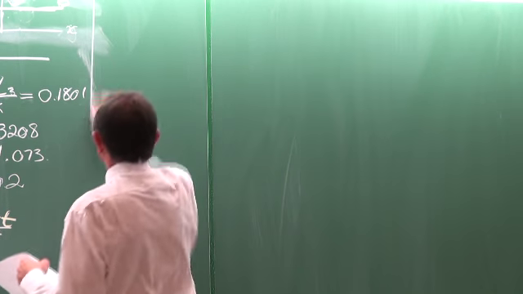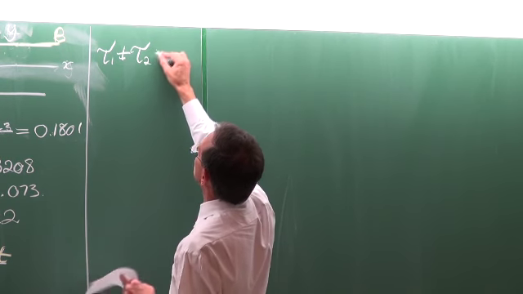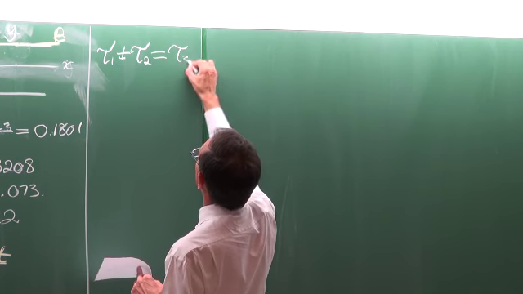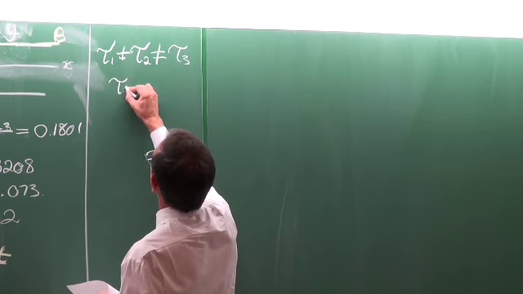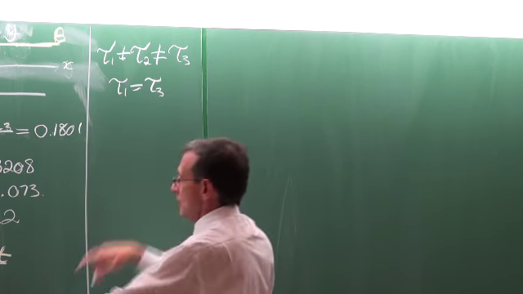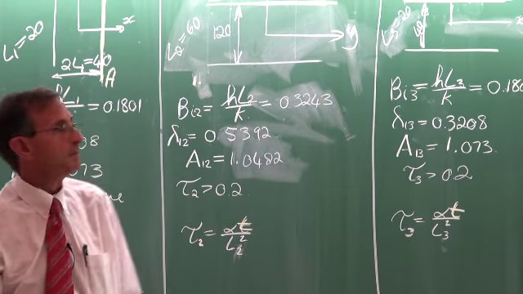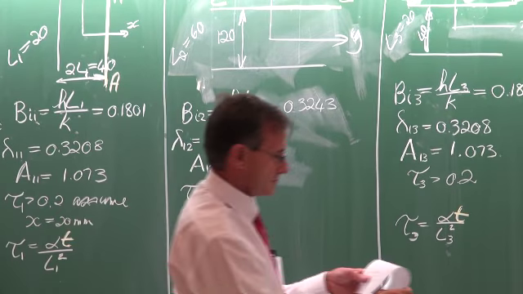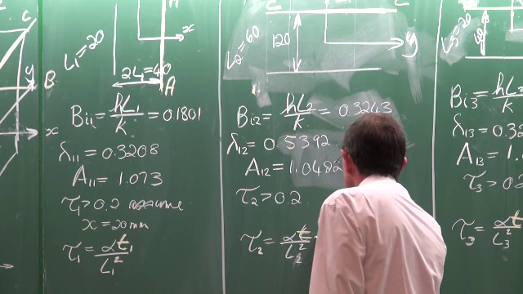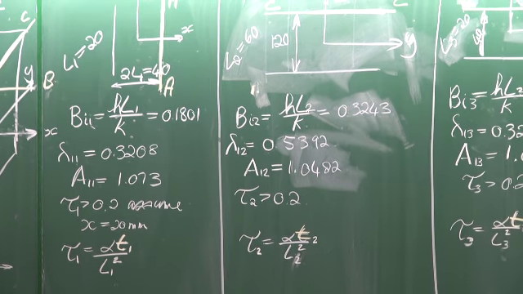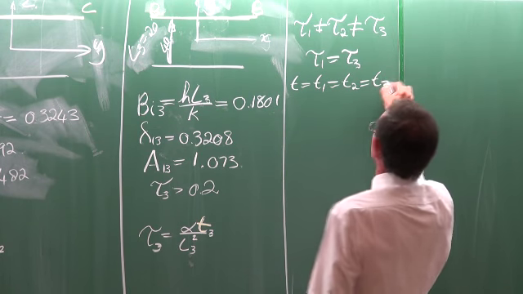In general, we can say tau 1 is not always equal to tau 2, is not always equal to tau 3. For this specific problem, yes, tau 1 is equal to tau 3 because the L's are the same. But if you would like to call this T1 and T2 and T3, then T would be equal to T1, is equal to T2, is equal to T3.